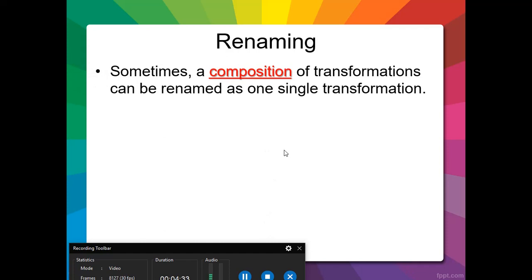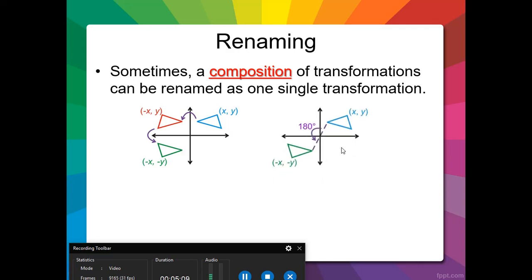Once you've completed several transformations and you realize that you could have gone from the original pre-image to the final location in one single transformation, that allows us to rename it. In this diagram, we took the triangle that's in blue. Looks like we reflected it in the y-axis, and then we reflected it in the x-axis to get its final location. But if you look at blue and then green, we could have obtained that in one step. We could have either rotated it 180 degrees, or we could have done a point reflection through the origin and got there in one step.